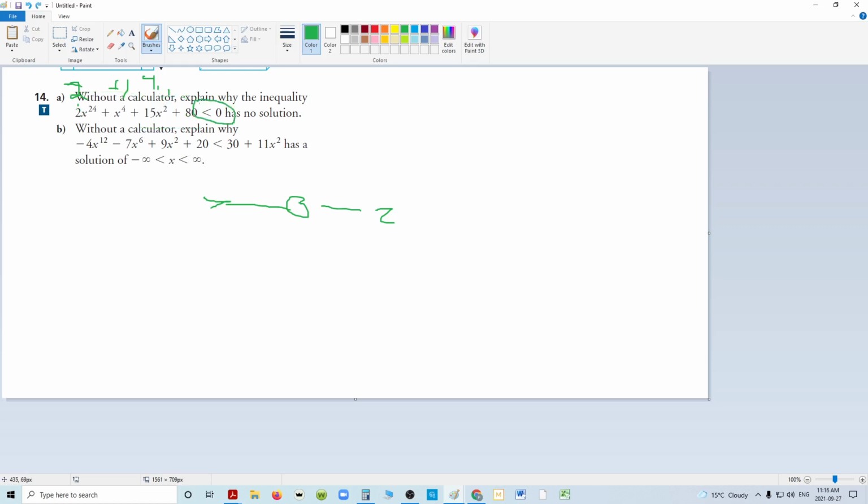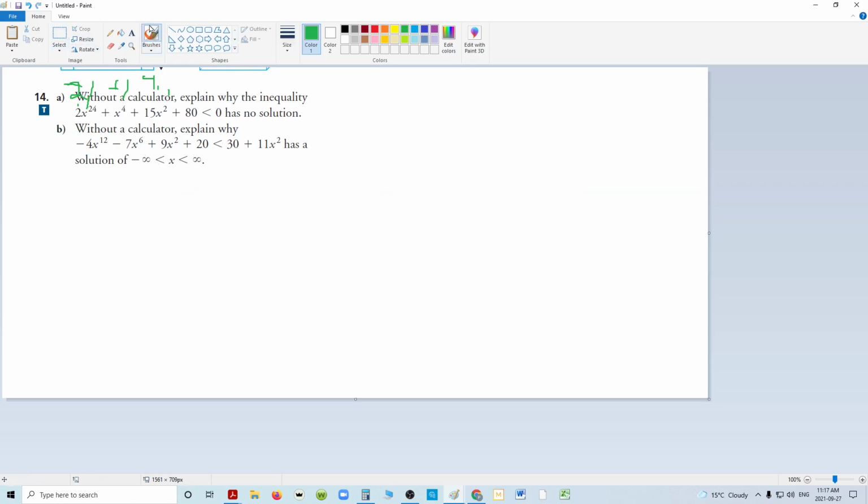It can never be below 0. 80 can never go below 0. And it's also obvious as I take bigger values of x, this number takes well over everything compared to these. But regardless, because these are even exponents, and they're all being added, no matter what negative number I put in there, the whole thing becomes positive and can never be below 0. So that's the logic, without a calculator, explaining this has a solution somewhere.